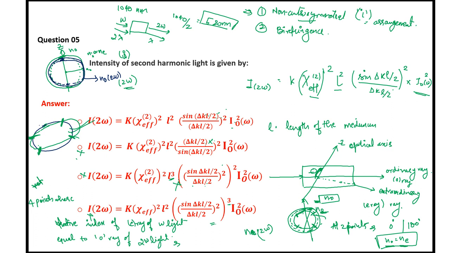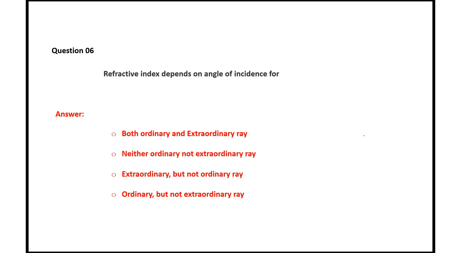Okay, so we'll proceed to the next question, which is: refractive index depends on angle of incidence for both ordinary ray and extraordinary ray; neither ordinary nor extraordinary ray; extraordinary ray but not ordinary ray; ordinary ray but not extraordinary ray. First of all, the question is incomplete, since it should say refractive index depends on angle of incidence for a birefringent crystal, which is what they are talking about.